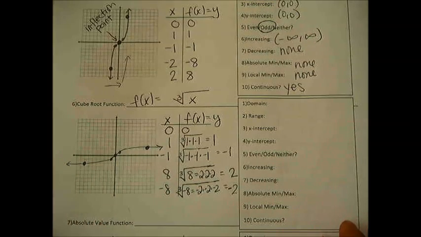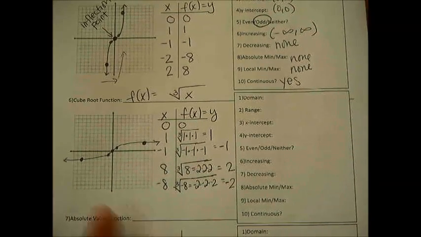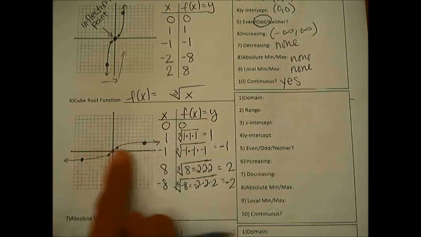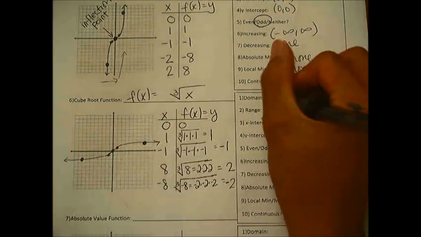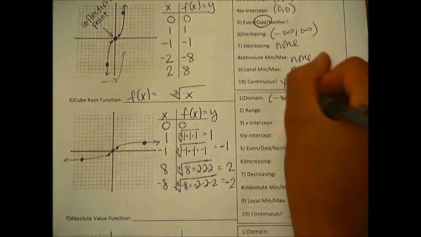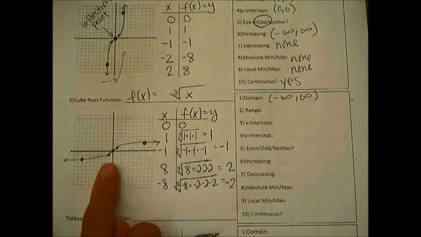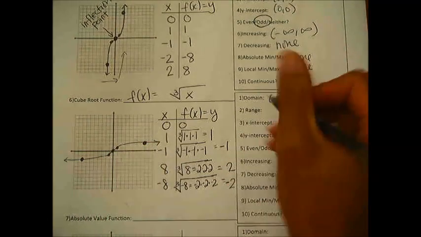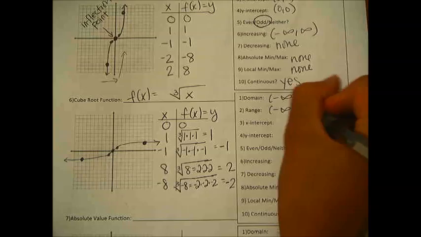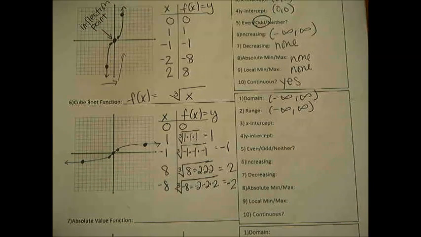All right, the domain. The domain of this goes negative infinity to positive infinity. It's covering all the x's. So negative infinity to positive infinity. The range is going out and up, so it's going to be negative infinity to positive infinity again. X-intercept and y-intercept. Why don't you guys fill those in for me?